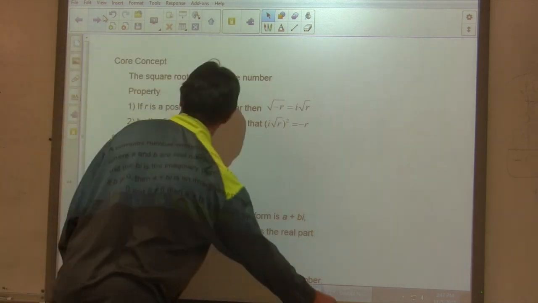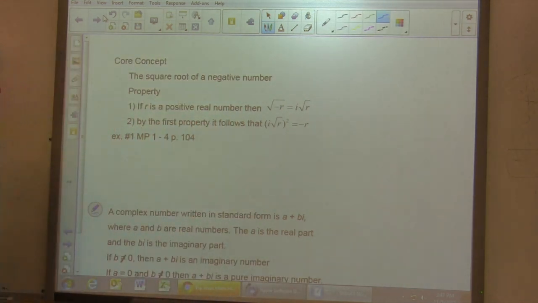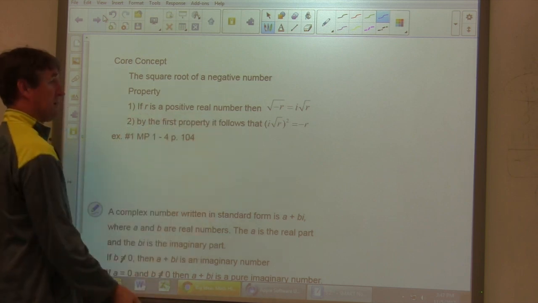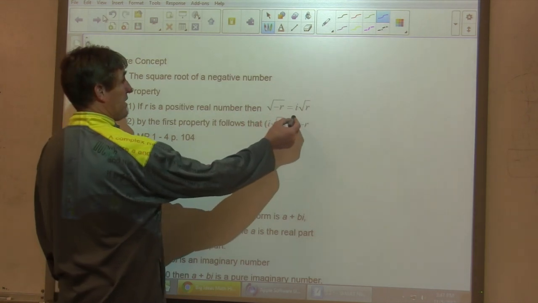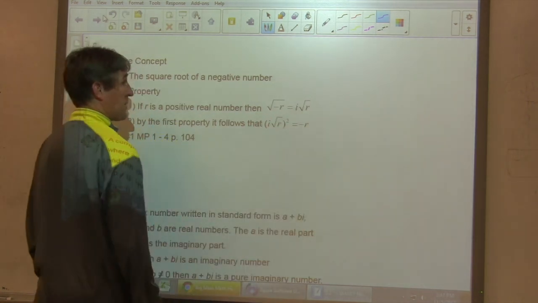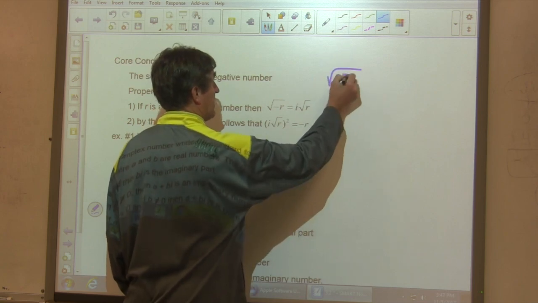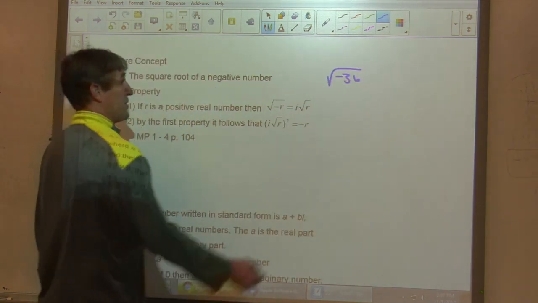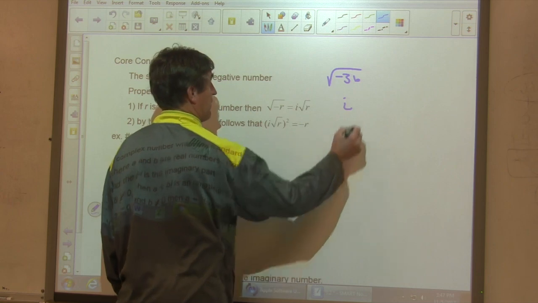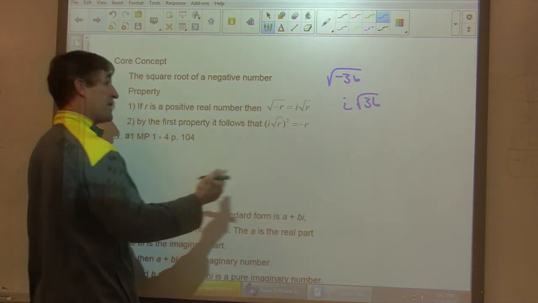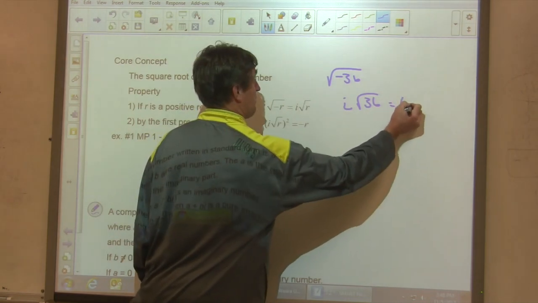So our core concept is the square root of a negative number. So the property: if r is a positive real number, then the square root of negative r is equal to i times the square root of r. So it's really easy. Anytime you come to a negative square root, you're simply going to bring an i out front and then simplify it from there. So the square root of negative 36 is 6i.